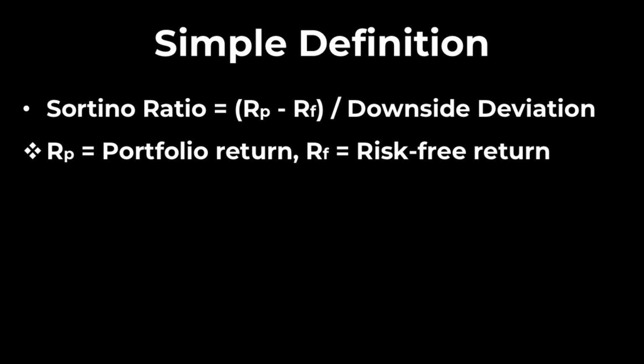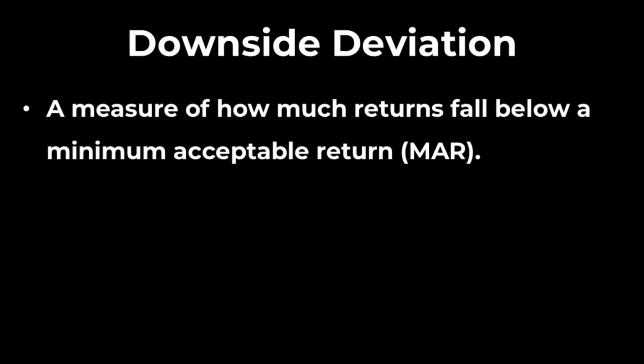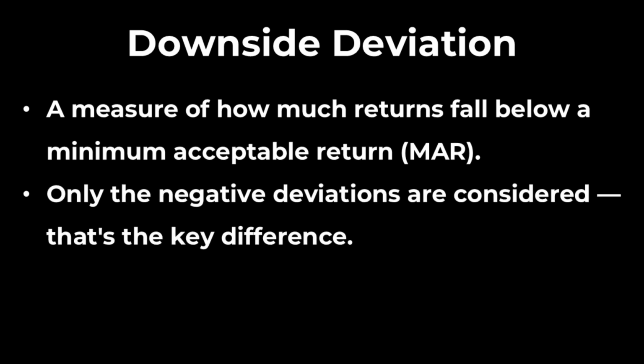The Sortino ratio is calculated as your portfolio's return minus the risk-free return, divided by the downside deviation. In other words, it measures how efficiently you are generating returns while minimizing losses. Here's where it gets interesting. Unlike total volatility, downside deviation looks only at the times your returns fall below a certain target, often called the minimum acceptable return, or MAR. It ignores the good times and focuses only on the losses that actually hurt your portfolio.